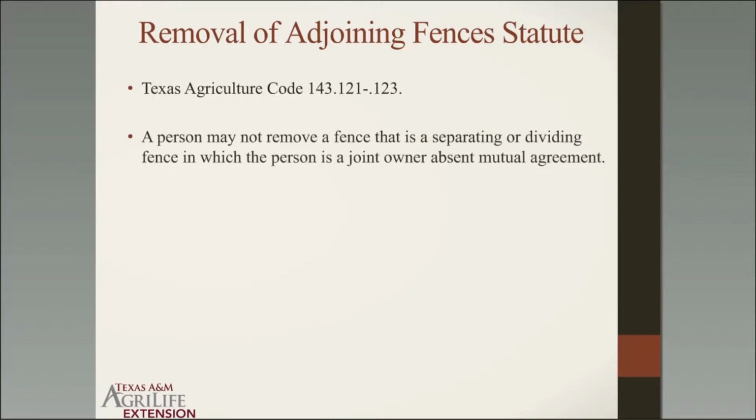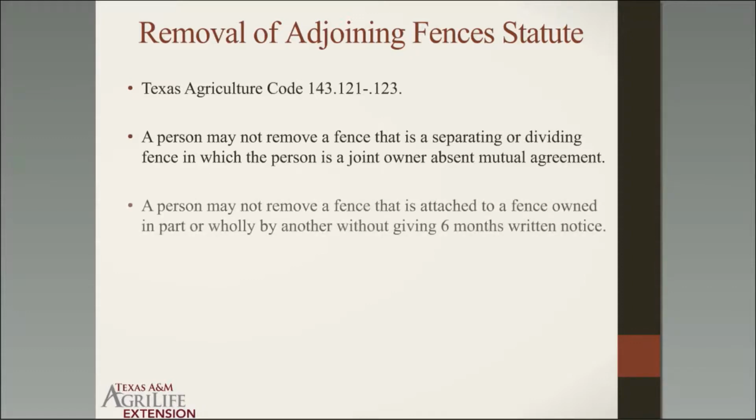All right? What this statute says is a person may not remove a fence that is a separating or dividing fence in which the person is a joint owner absent mutual agreement. Okay, so let's say we've got a scenario where there's a boundary fence and I want to go tear it down. I cannot do that unless I get consent from my neighboring landowner if we jointly own the fence. Okay, now again, like we talked about, if I built the fence and it's my property, I can do what I want. But if it's a jointly owned fence, I can't remove it without consent from the neighbor.